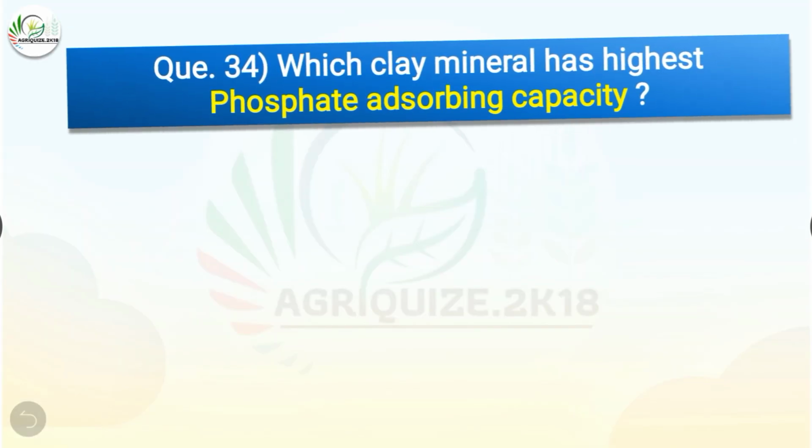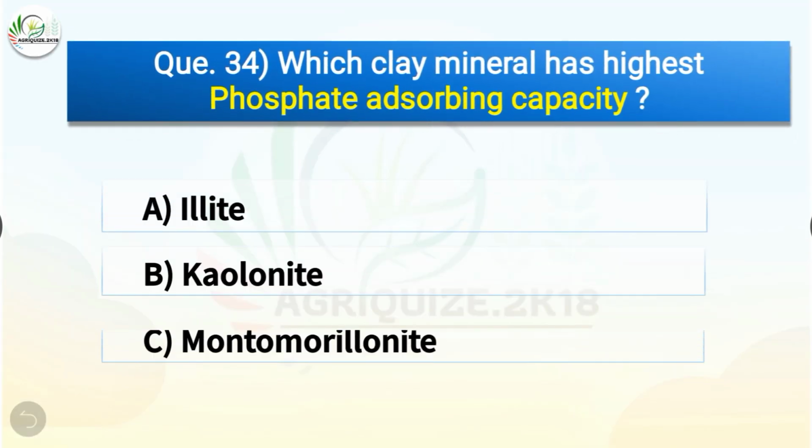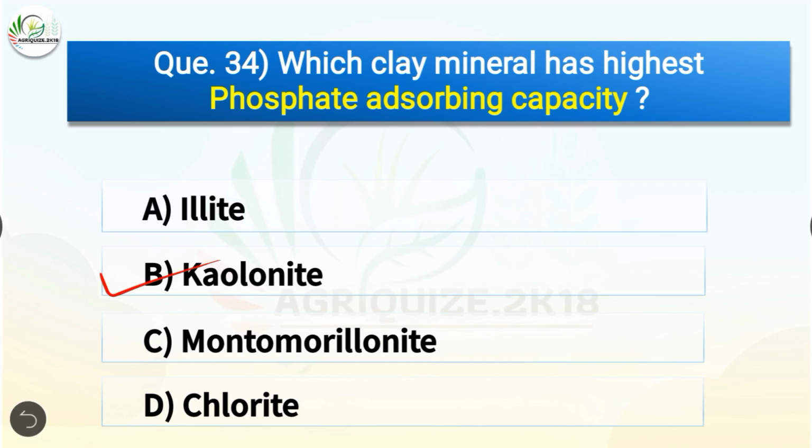Question number 34. Which clay mineral has highest phosphate adsorbing capacity? And the correct answer is option B, kaolinite. So kaolinite is the clay mineral which has highest phosphate adsorbing capacity. Moving on to the next question.